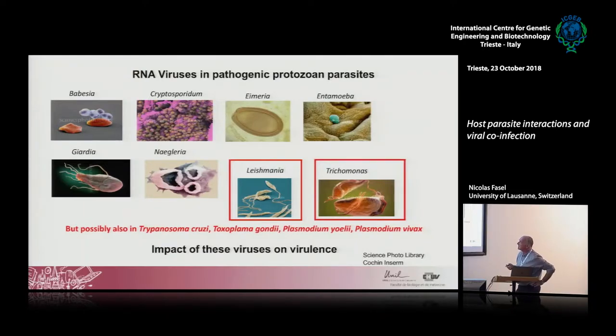In two cases, it was described that these viruses have an effect on virulence, which is in Leishmania, in Guyanensis and Brazilensis, and in Trichomonas. And probably, if Steve Beverley moves a bit ahead, he can publish the Toxo paper. It is done, but it's, you know, sitting on Steve's desk.